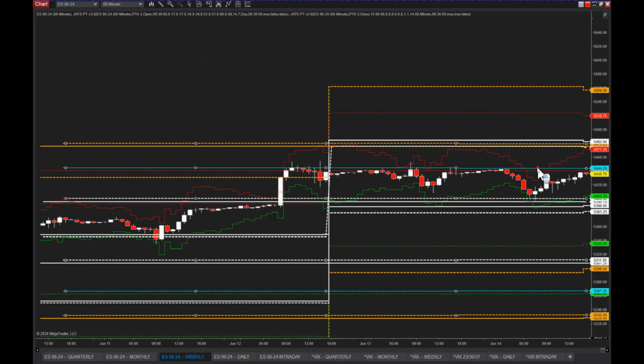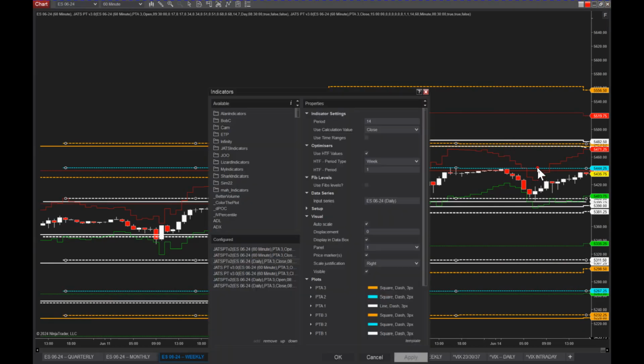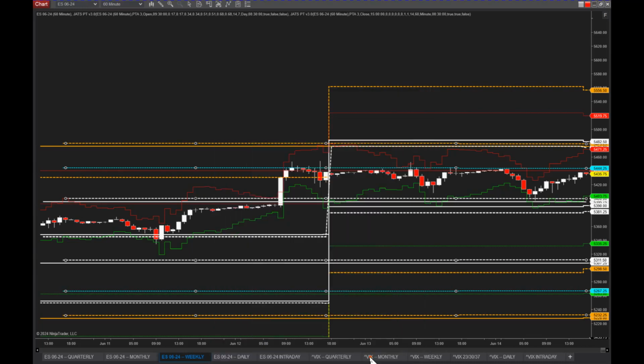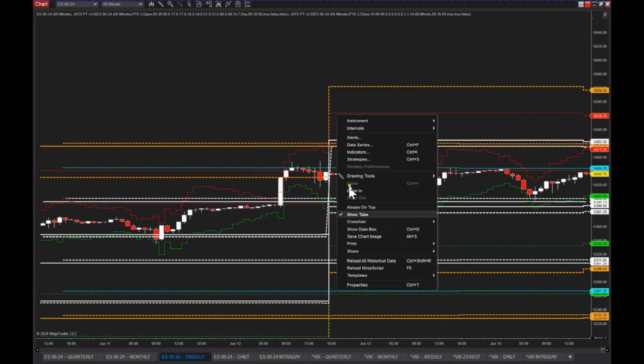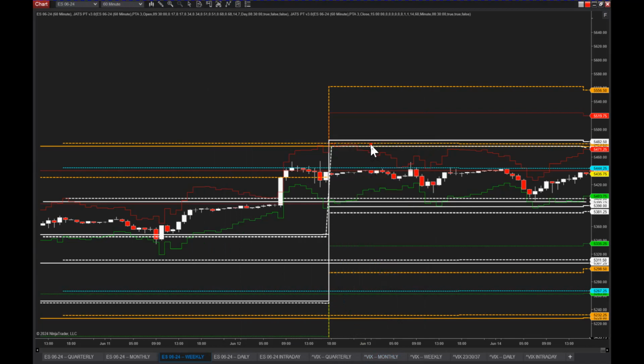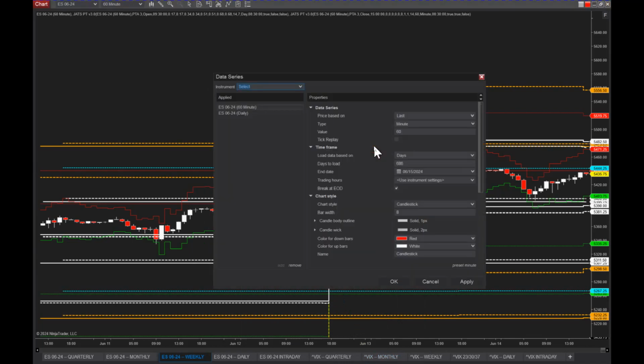So this is either the 5 or 7 day. Let me see. 1 week. Okay, so I'm running 1 week open and close, 7 day open and close, and 5 day open and close. And likewise for this data series, I'm running a data series on the 60-minute bar and the daily bar.